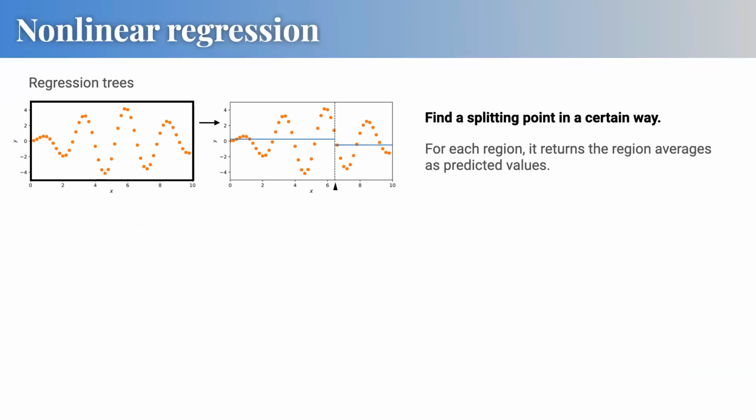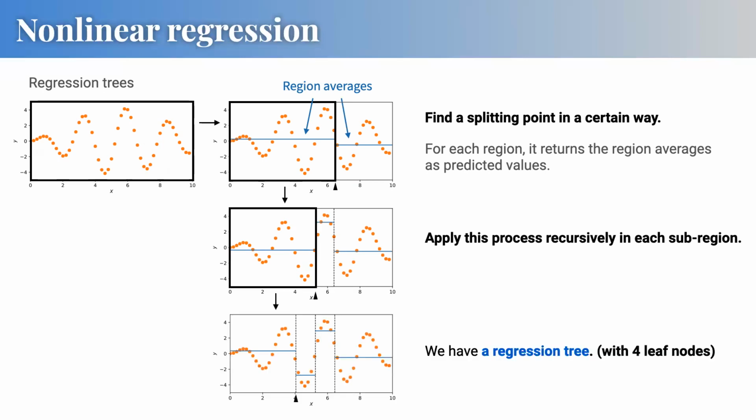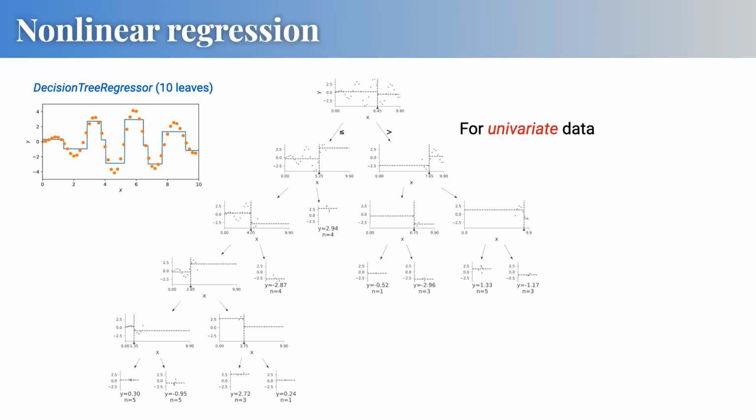And the point is we do a recursion here. For example, we can apply the same thing to the left region. Then we can split into two, and then we can do a piecewise constant prediction, something like this one. So here we have a regression tree with 4 nodes. And basically for a regression, what we did in actual is something like this one.